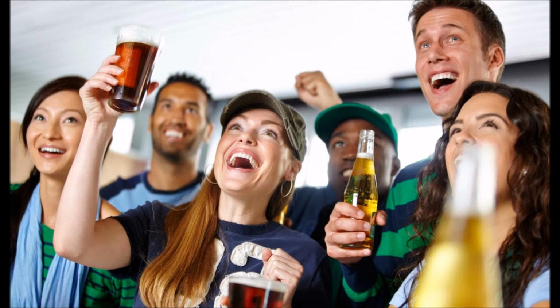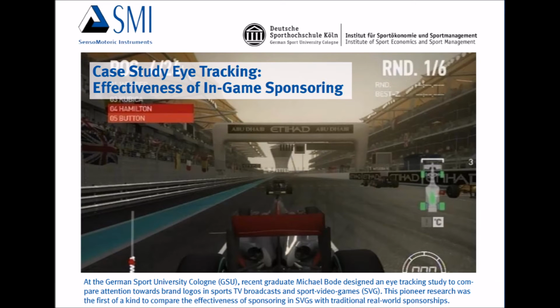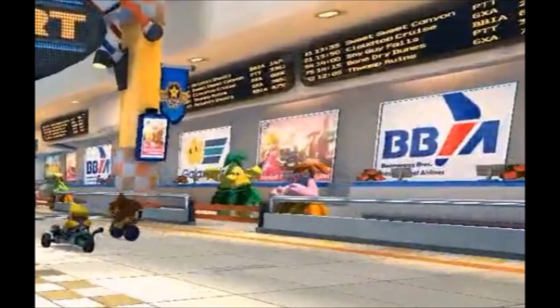Another study, done by Michael Bode in 2012, used eye tracking technology to compare attention towards brand logos in sports TV broadcasts and sports video games, and found that recalling brand logos was easier in sports video games than in TV broadcasts, since, on average, fewer glances were needed in one recall.